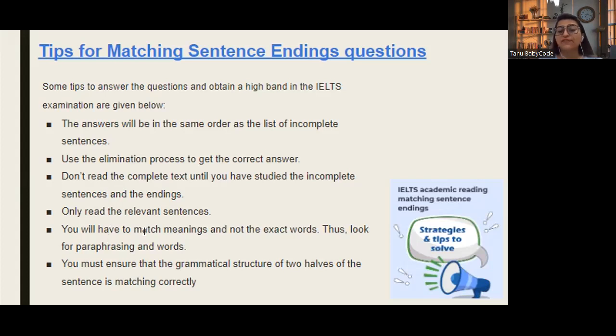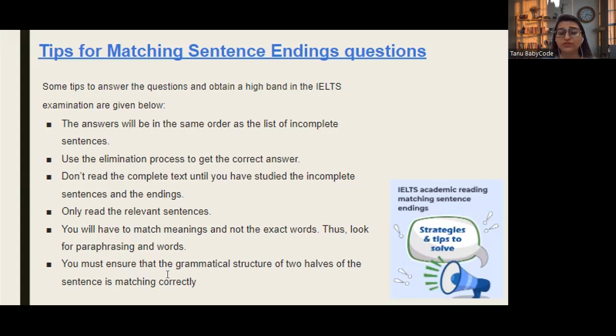Next, you will have to match meanings, not the exact words, right? You have to see that your sentence is making a grammatical structure correct or not. Exact words are only for you to locate your required part, but not the correct answer. You have to match the meanings. So look for paraphrasing, look for synonyms as well.